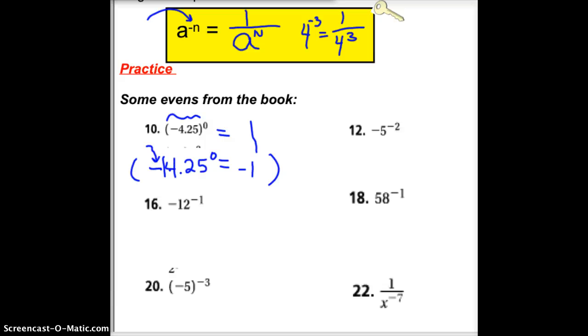Let's go take a look at number 12. I have this negative. That's really -1 times 5 to the negative second. So be very careful.